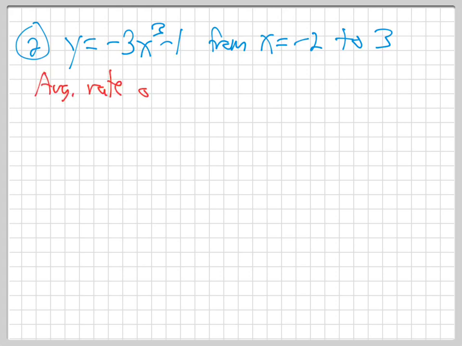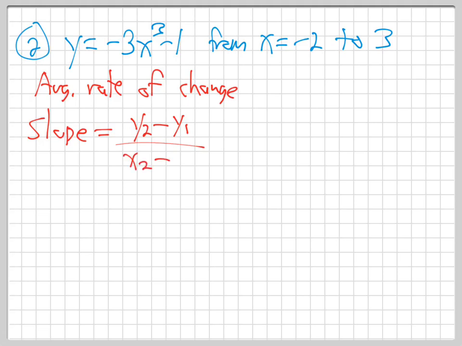Average rate of change is the same thing as slope. It's the steepness of the line. So in other words, it's going to be y2 minus y1 over x2 minus x1. That'd be a good thing to put on your 3x5 card for the exam we take next Tuesday. Difference of y's over difference of x's. Whenever they say average rate of change, that's the same thing as slope.